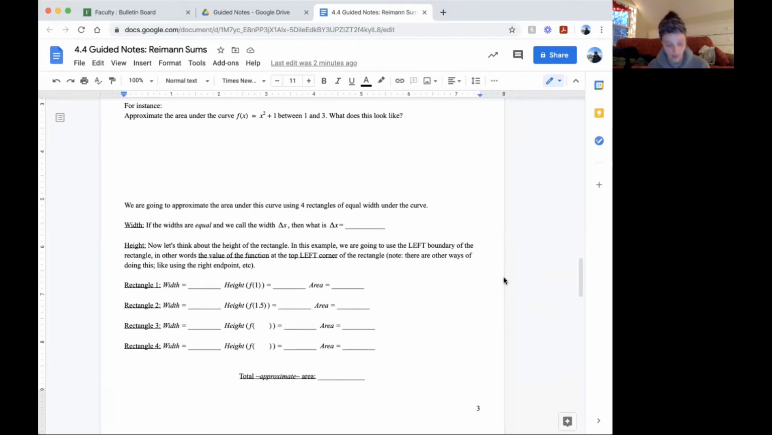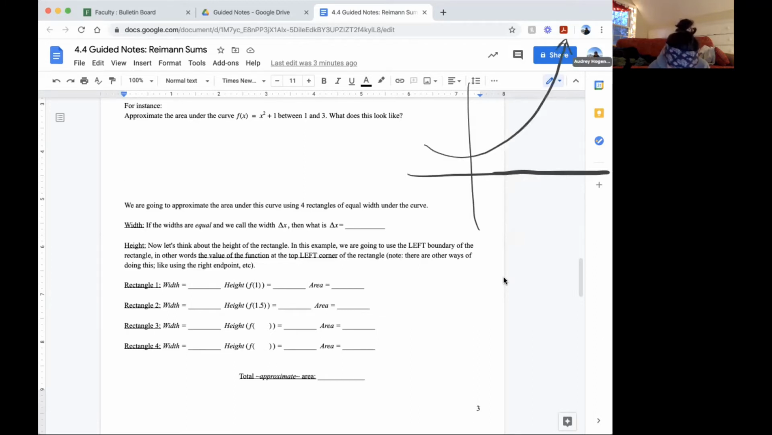So like every good mathematician, we are going to start with nothing more than a picture. So here are our axes, and I know that we are going from 1 to 3, so I need more room over here. And I know that x squared plus 1 is a parabola, so I'm going to sketch that out like this, from 1 to 3. And that is what it looks like. And I'll draw even lines here so that I can really see what area I'm trying to approximate.